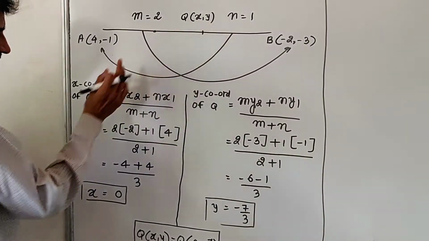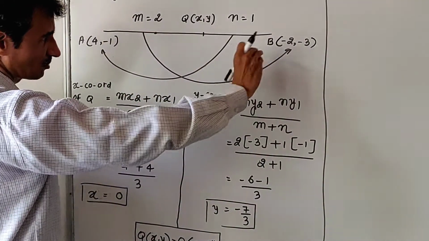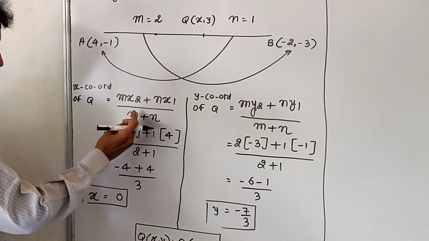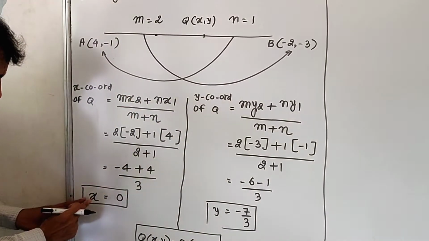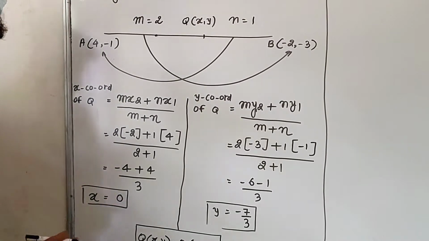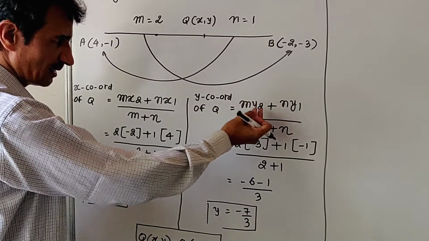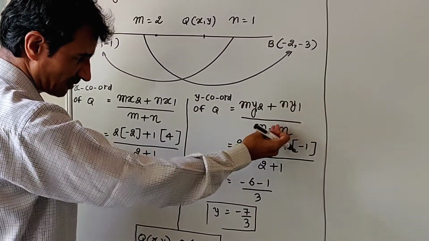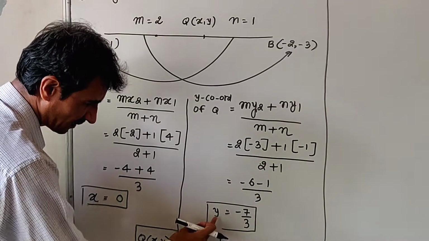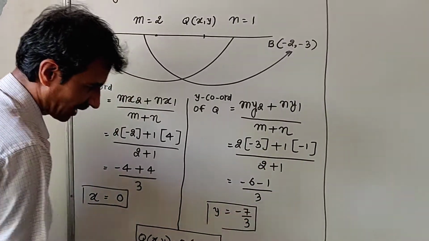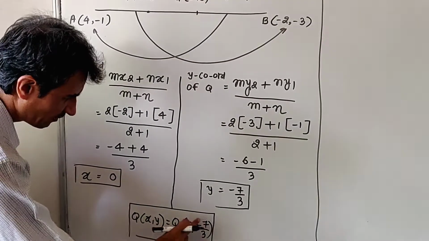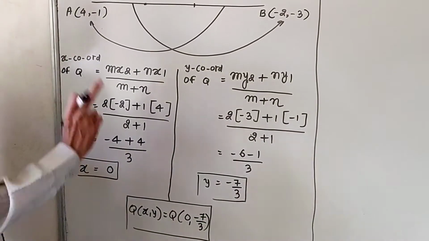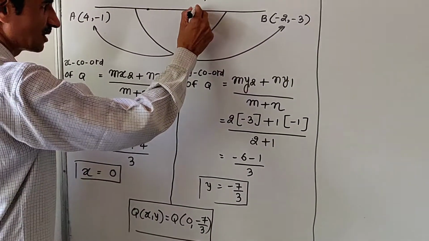Now the X coordinate of Q is equal to (M into X2 plus N into X1) divided by (M plus N). Now I replace the values according to the equation and finally I have X equal to 0. On the other side, the Y is there. Same thing, you put the values and finally Y is equal to -7 by 3. Finally we have Q(x, y) equal to Q(0, -7/3). This is my first answer and that is Q.